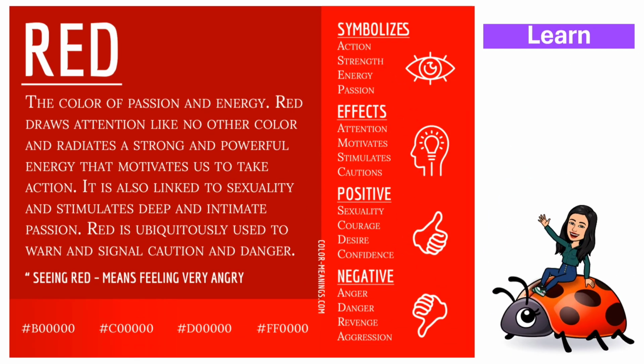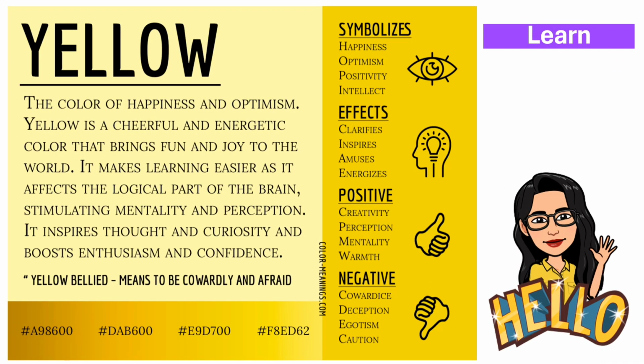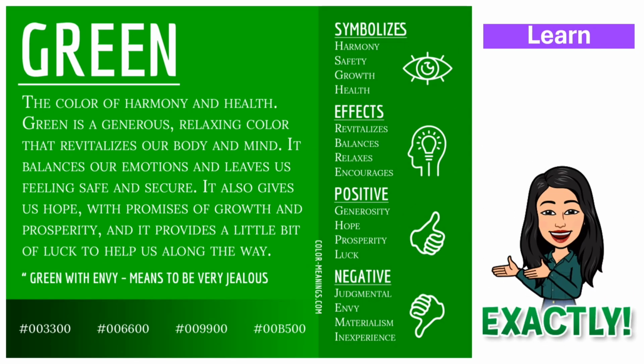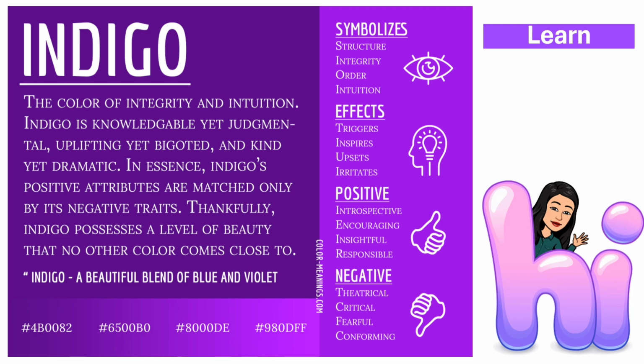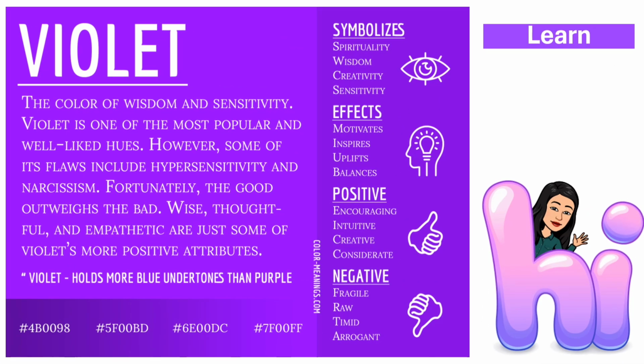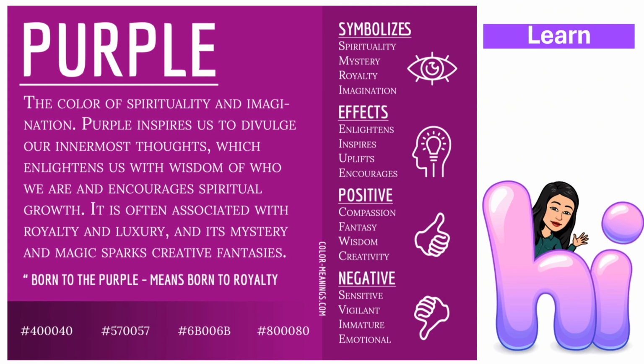Red is the color of passion and energy. Orange is the color of enthusiasm and emotion. Yellow is the color of happiness and optimism. Green is the color of harmony and health. Blue is the color of trust and loyalty. Indigo is the color of integrity and intuition. Violet is the color of wisdom and sensitivity. Purple is the color of spirituality and imagination.